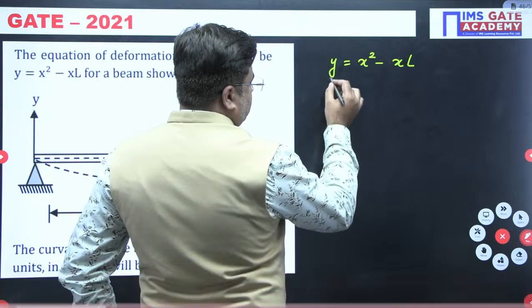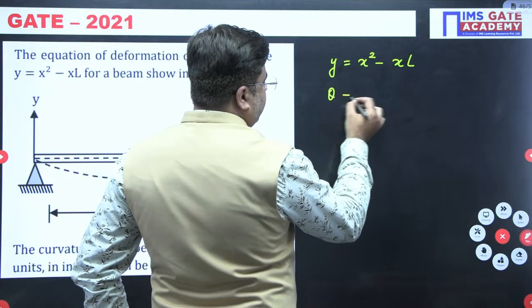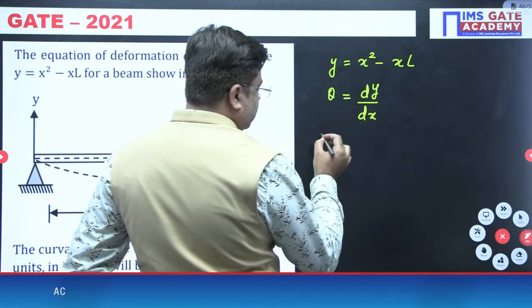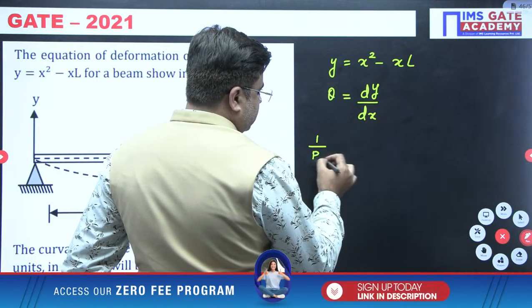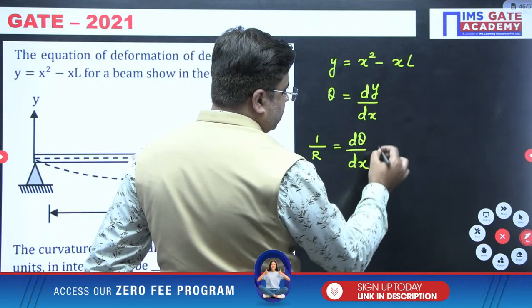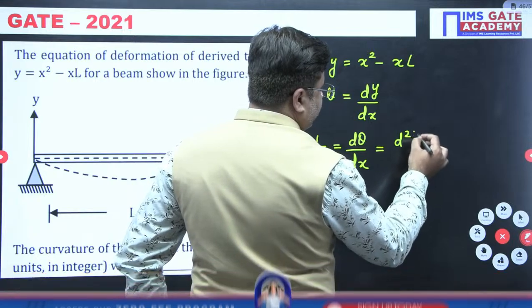So check this out. So slope theta is equal to dy by dx and curvature 1 by r is equal to d theta by dx. The rate of change of slope is termed as curvature. So this is equal to d2y by dx square.